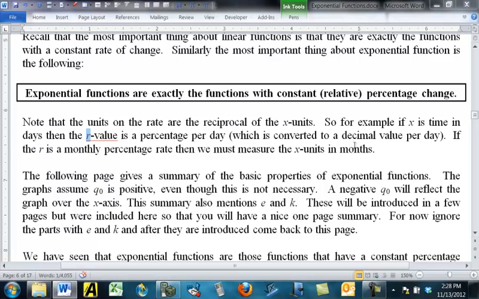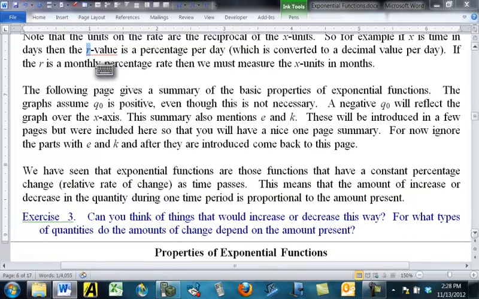So the following page is going to give a summary of the basic properties of exponential functions that we've studied so far. The graphs that we have there assume that Q0 is positive, but that's not really necessary. The graph looks a little different if it's not. It's flipped upside down over the x-axis. The summary is also going to mention a number e and a number k that we're going to talk about in our next video later in these notes. Okay, but I went ahead and included them here so we'd have a nice one-page summary that would include the e and the k as well. We'll get to that in our next video.